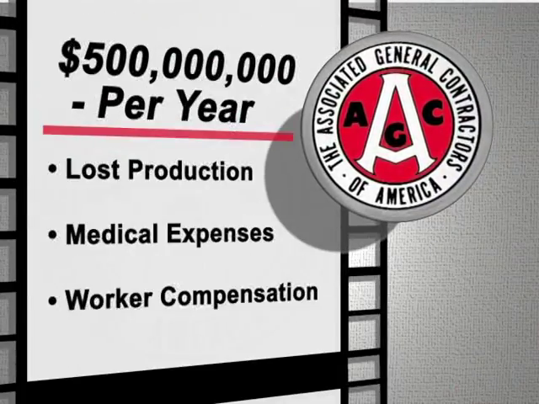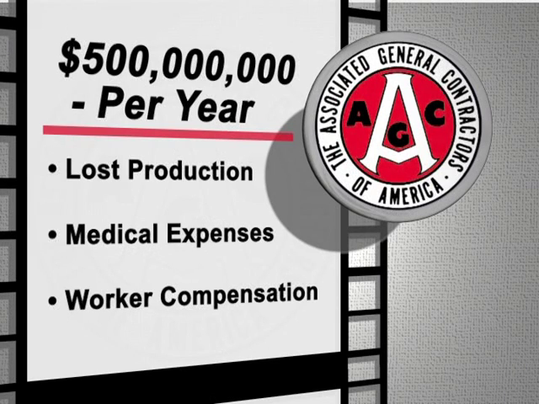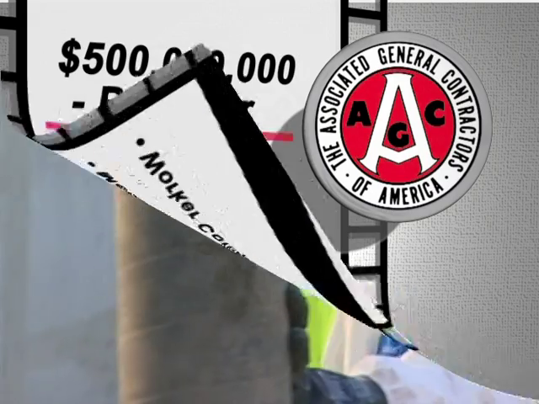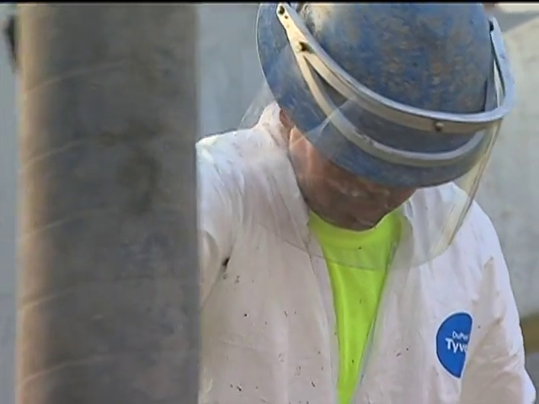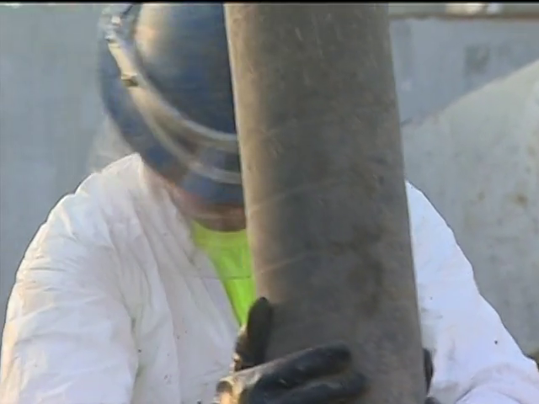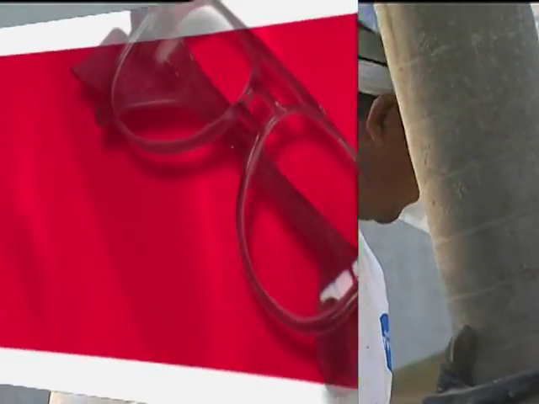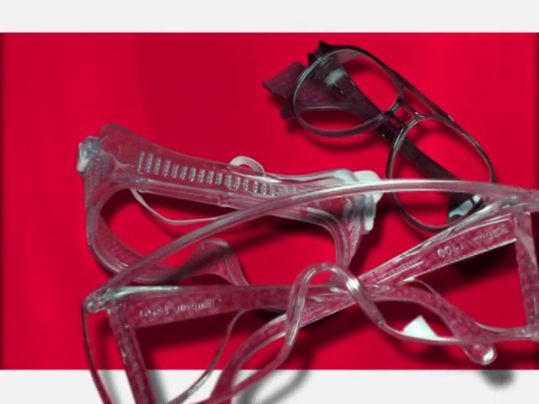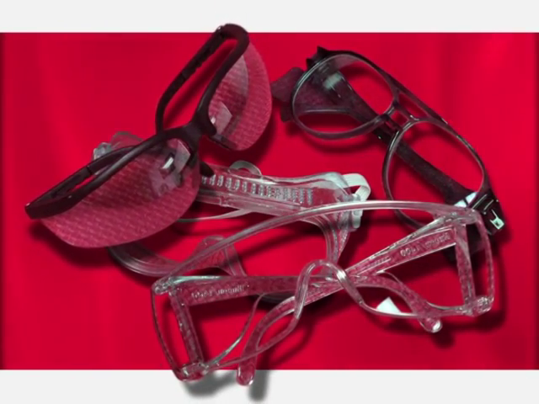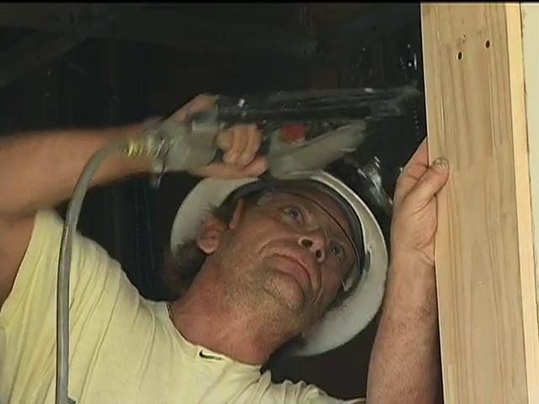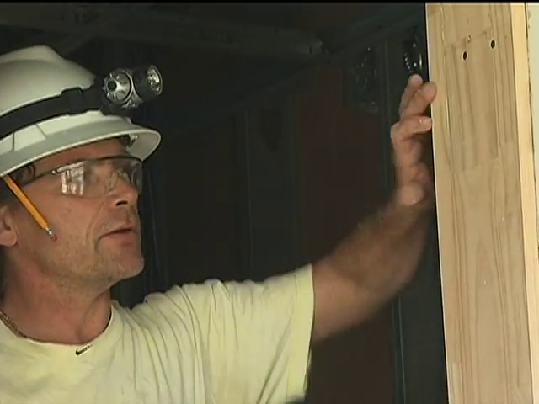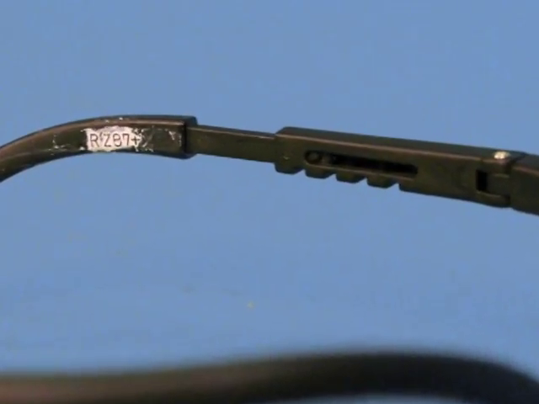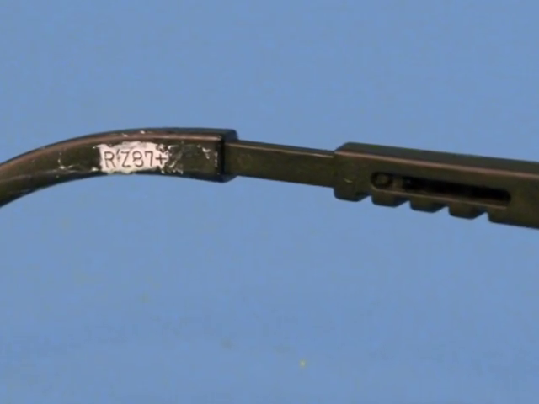Eye injuries alone cost more than $500 million per year in lost production time, medical expenses, and worker compensation. Personal protective equipment for the eyes and face is designed to prevent or lessen the severity of injuries to workers. Your employer should select eye and face protectors based on the anticipated hazards, such as impact, heat, chemicals, dust, or optical radiation hazards. You will know that your safety glasses have been rated for construction hazards if they have been stamped with the Z87.1 designation.